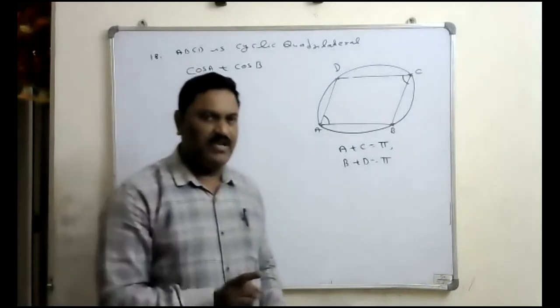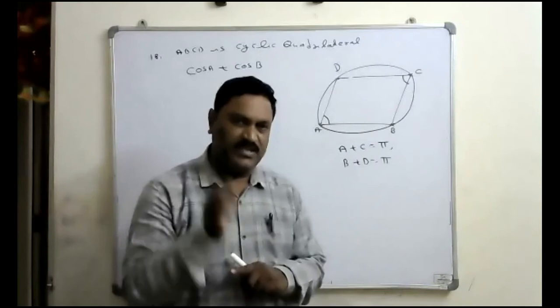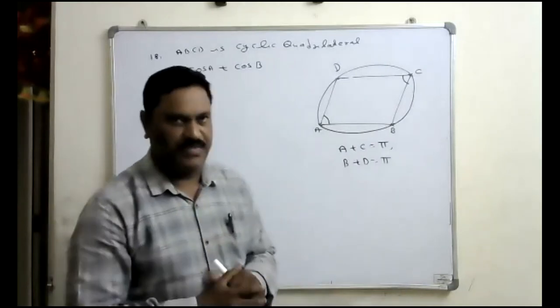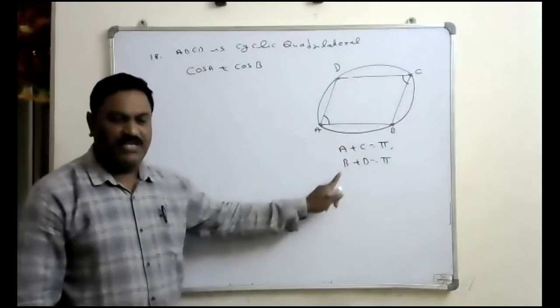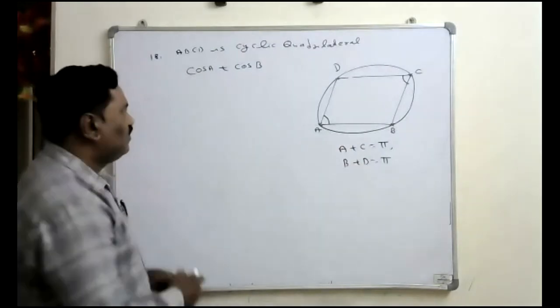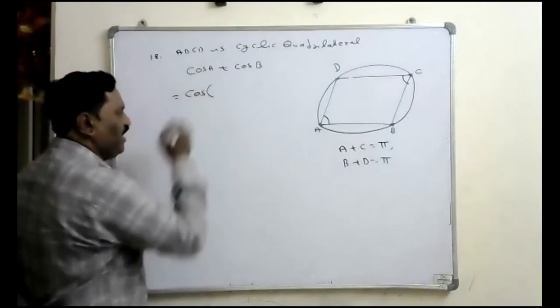Whenever they have given that ABCD is a cyclic quadrilateral, it means the sum of the opposite angles is equal to 180 degrees. So indirectly they have given that A plus C is pi, and B plus D is equal to pi. Then I have to find the value of cos A plus cos B.